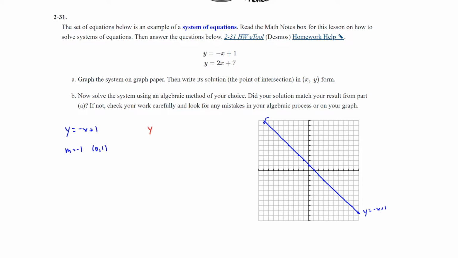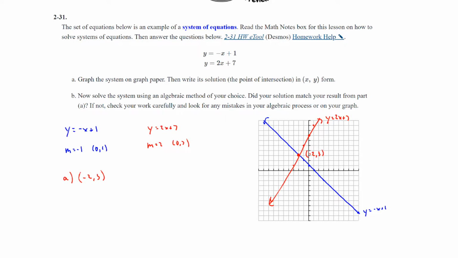So let's go ahead and take a look at the second one, with a slope of 2 and a y-intercept of (0, 7). So up 2 over 1, we can also go down 2 to the left 1. And so you can see right there is where those two lines will intersect. So for part A, the intersection point is at (-2, 3). And that is the solution.